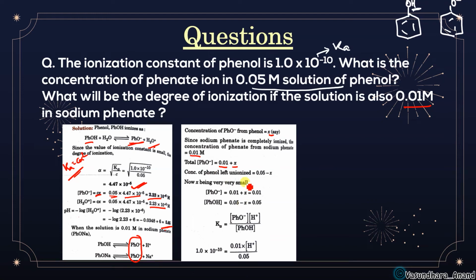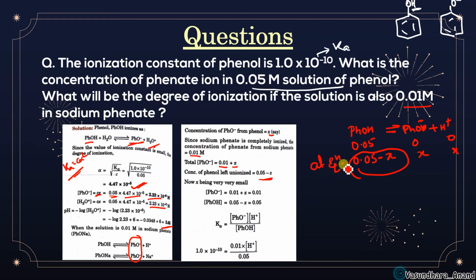Now the concentration of phenol left unionized. What we did here was concentration minus alpha, so 0.05 minus alpha, that is x, was decreasing, isn't it? If it is not clear to you, let me explain. Suppose this is PhOH going to PhO⁻ and H⁺. If the given concentration is 0.05, then after some time, some concentration of it decreases, so we decreased x concentration, so x concentration of this and x concentration of that. So that is what we have taken. Got it? We are talking about equilibrium.